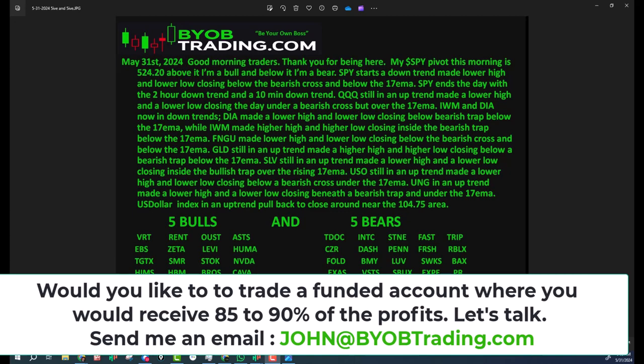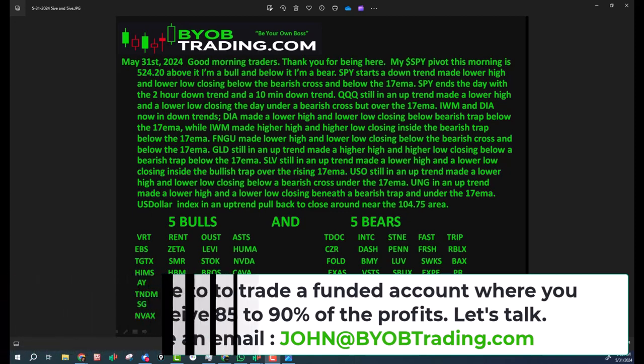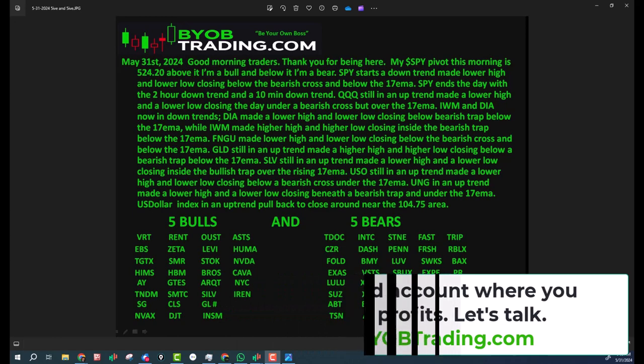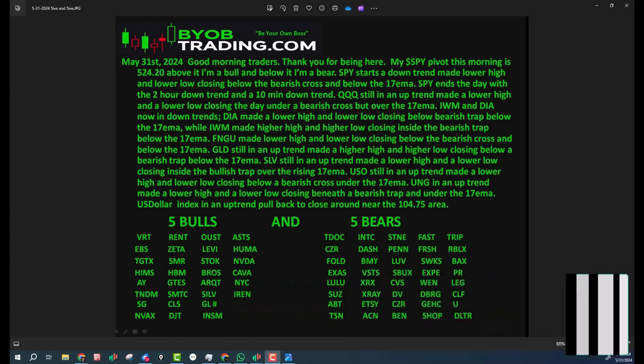USO still in an uptrend, made a lower high and a lower low, closing below a bearish cross under the 17 EMA. UNG still in the uptrend, made a lower high and a lower low, closing beneath a bearish trap and under the 17 EMA. US dollar index still in an uptrend, pulled back to close around or near the 104.75 area.